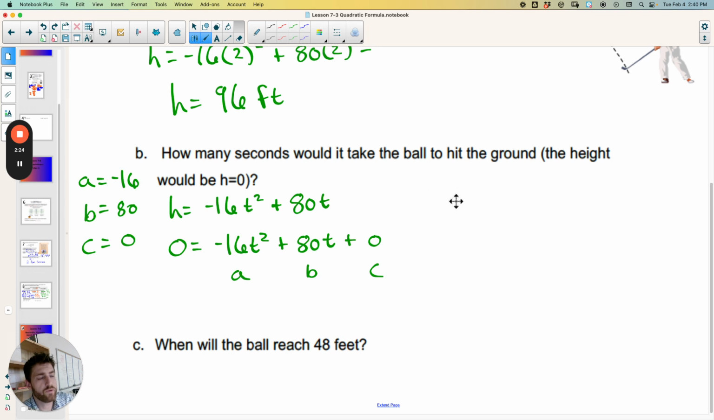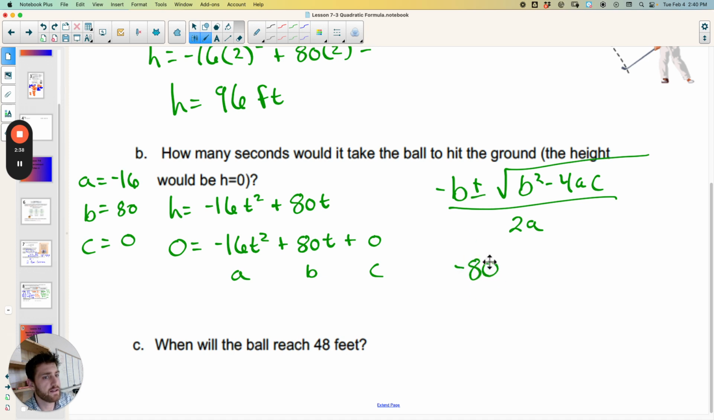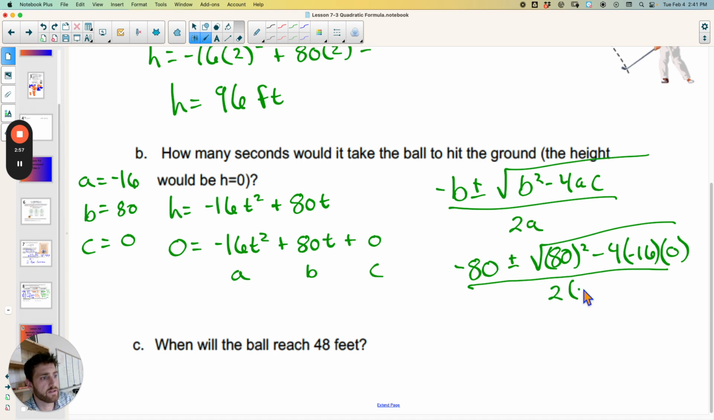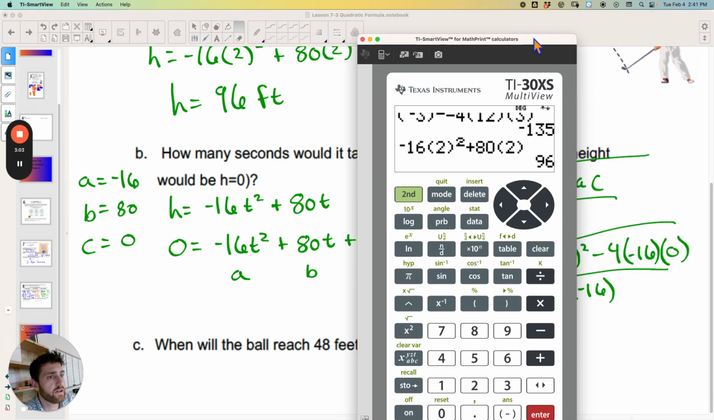So my quadratic formula is going to be negative b plus or minus the root of b squared minus 4ac, all over 2a. So b is 80. So I'm going to plug in an 80, and that's going to give me a negative 80 plus or minus the root of 80 squared minus 4 times a, which is negative 16, times c, which is 0, all over 2 times negative 16. And at this point, I'm just going to go to the calculator and let it solve that for me.